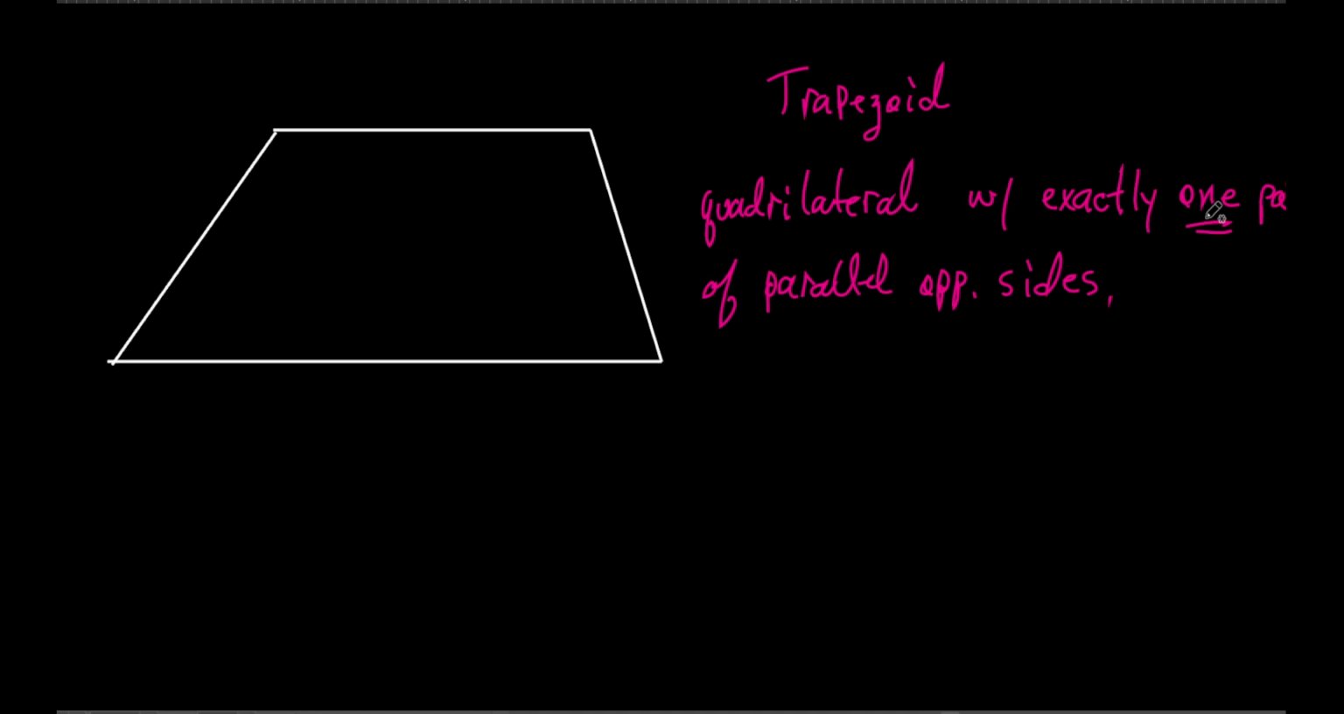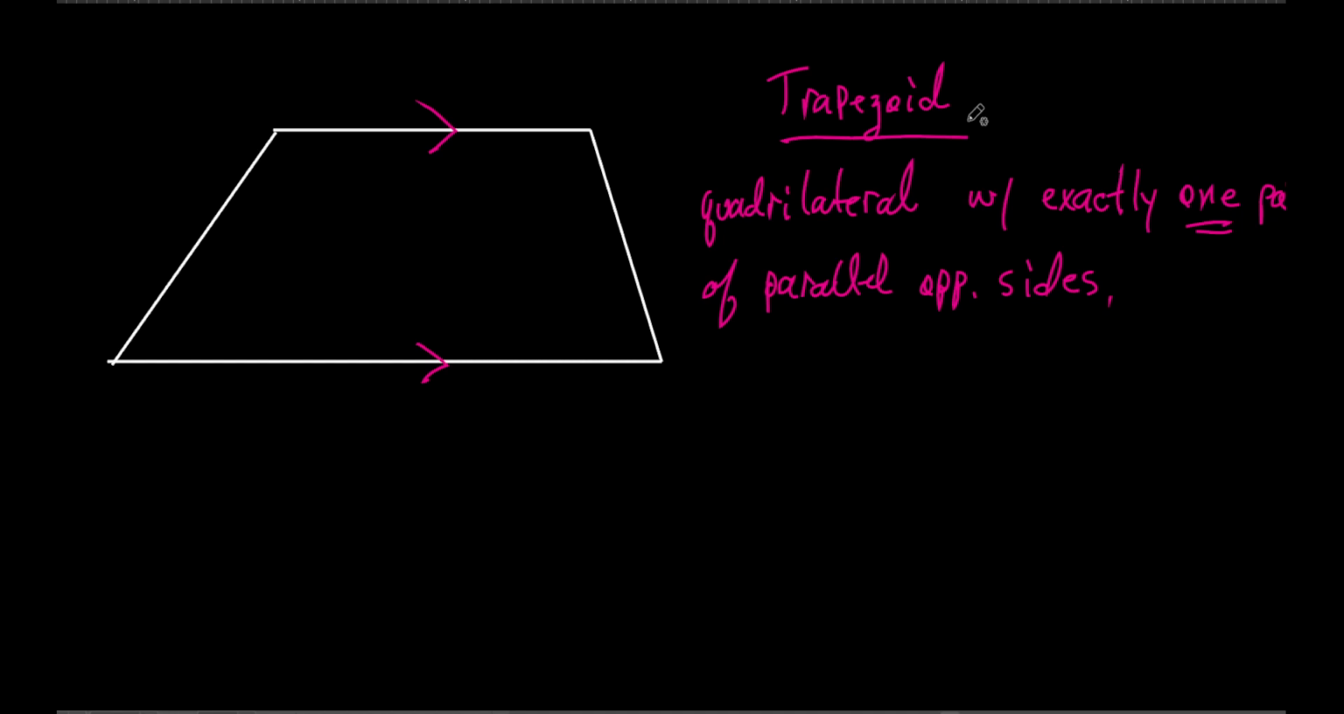Now, I tried to draw it so it's obvious which ones are parallel to each other. Which ones do you think are parallel to each other here? The bottom and the top. Yep, the top and the bottom. It looks like they're parallel to each other, right? So if they were parallel and these 2 here were not parallel, what does that make this thing? If you have exactly 1 pair of parallel sides, what is this thing? It's a trapezoid. That's right. It's right there in front of you. Okay? It's a trapezoid. All right?